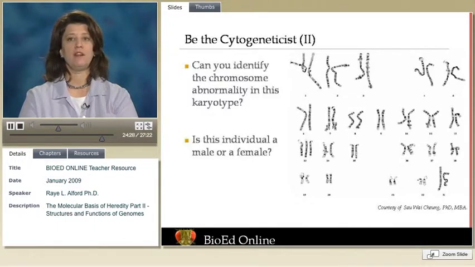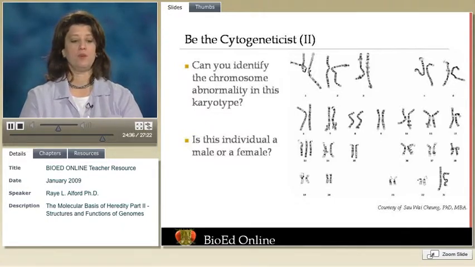The image in this slide is a karyotype of an individual that is a female. Note the 2 X chromosomes and the lack of a Y chromosome. This individual carries 3 copies of chromosome 13. This is a chromosomal aneuploidy called trisomy 13. This syndrome is caused by the presence of an extra copy of the genes on chromosome 13. This karyotype would be abbreviated 47XX plus 13.